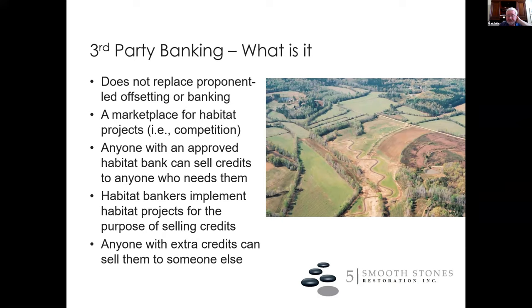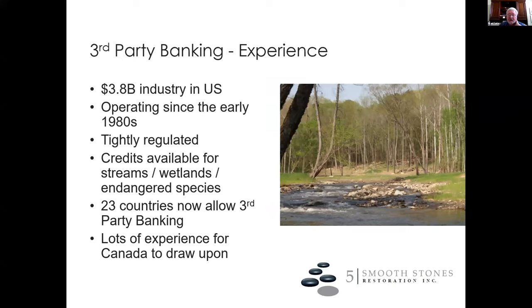So habitat bankers implement projects for the purpose of selling credits. They are developers, but instead of building strip malls, they build streams and wetlands and other environmental projects. So anyone can sell extra credits to anyone else. It's a huge business in the US, 3.8 billion, and they've been doing it since the early 80s. The thing I really want to emphasize here is that it's very, very tightly regulated. And I'll mention this in my wrap-up comments.